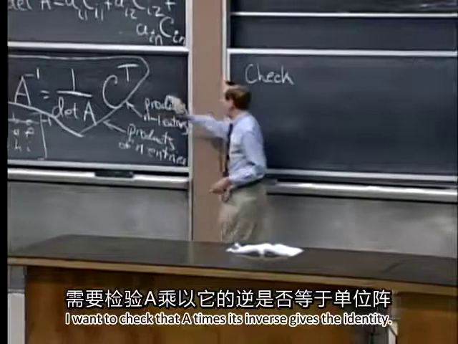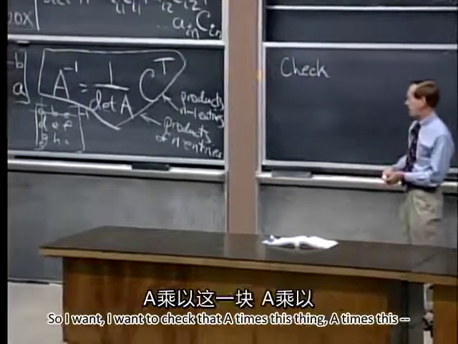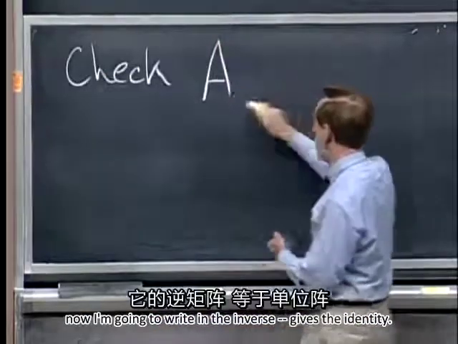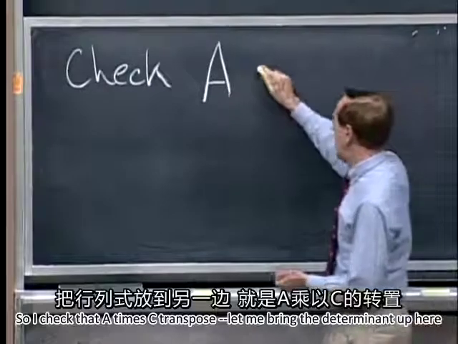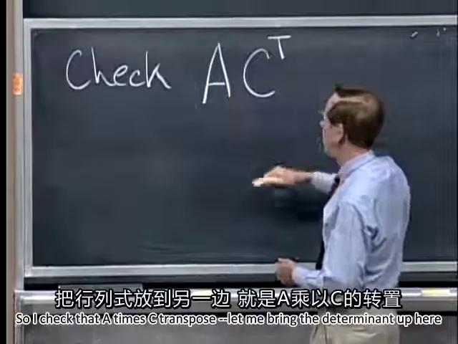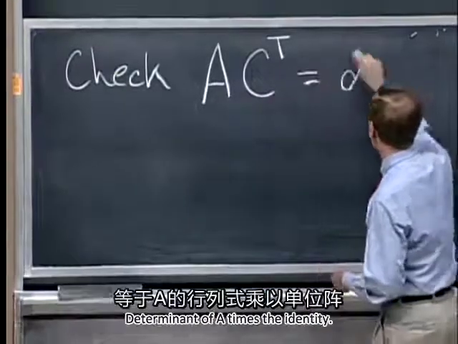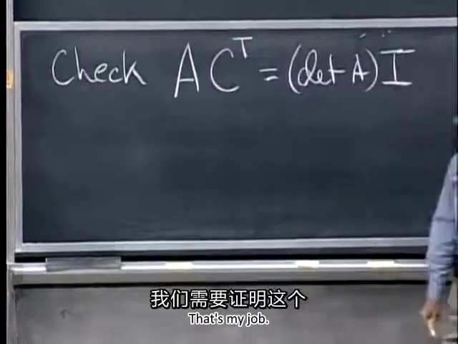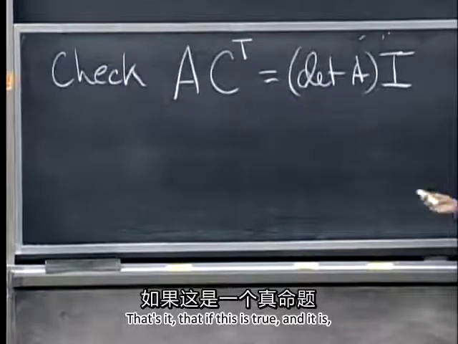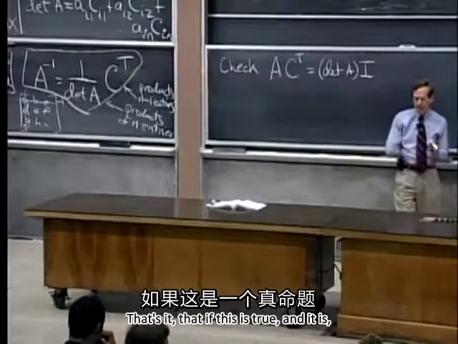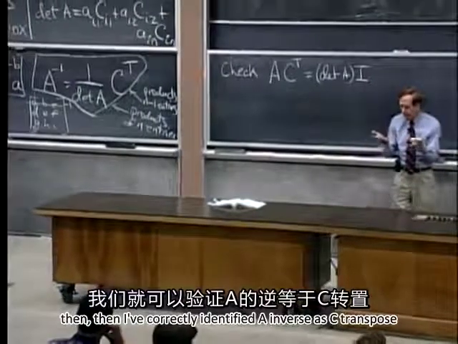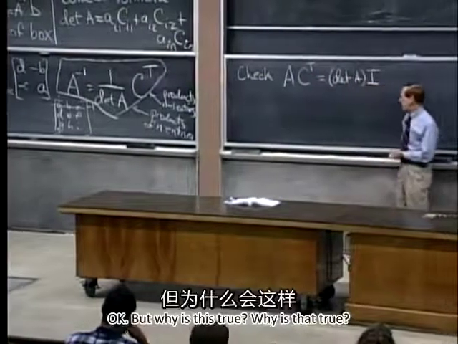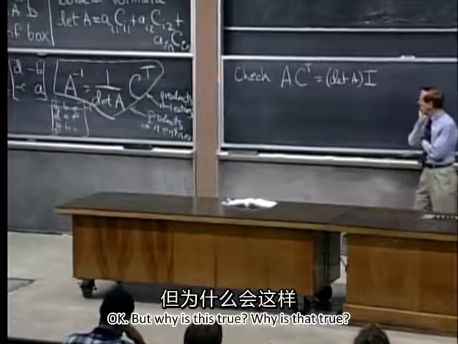I want to check that A times its inverse gives the identity. So I want to check that A times this thing, now I'm going to write in the inverse, gives the identity. So I check that A times C transpose, let me bring the determinant up here, is determinant of A times the identity. That's my job. If this is true, and it is, then I've correctly identified A inverse as C transpose divided by the determinant. Okay, but why is this true?